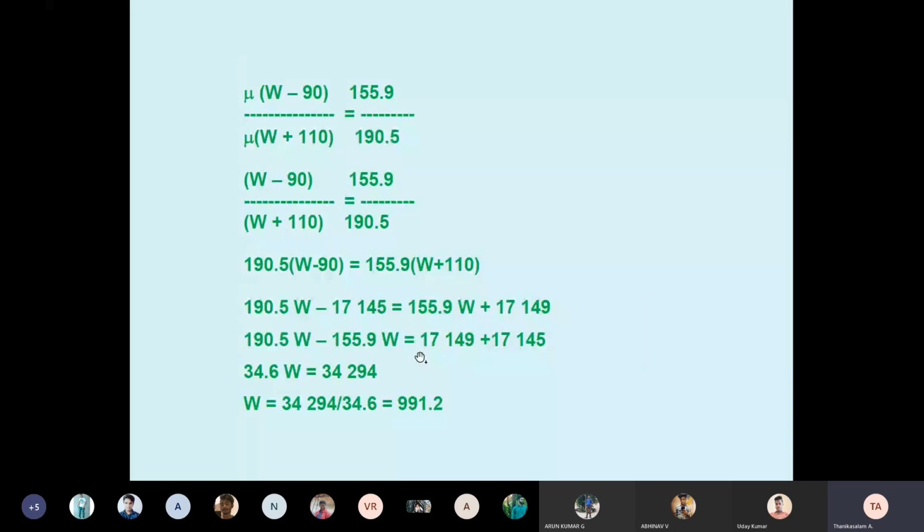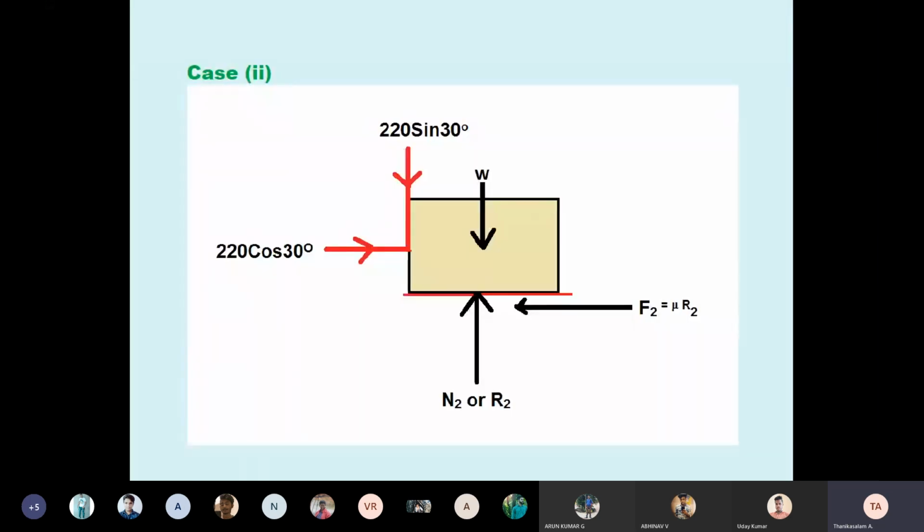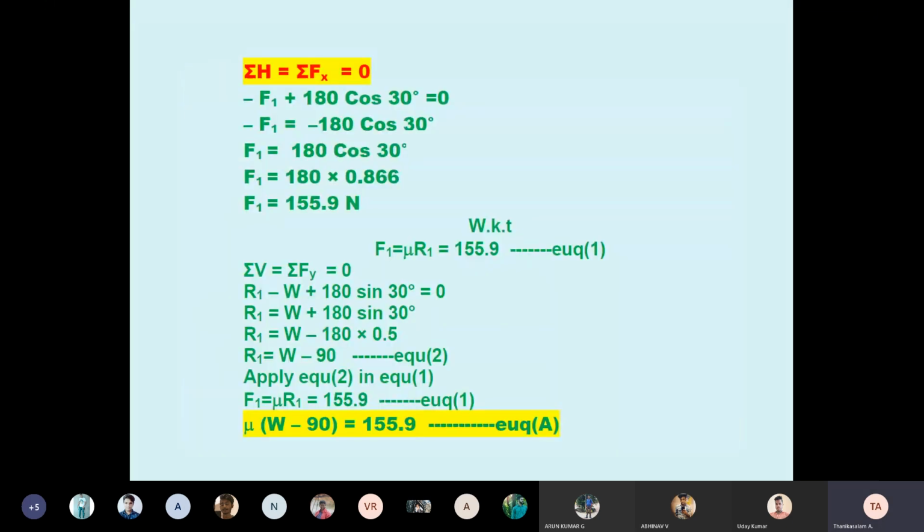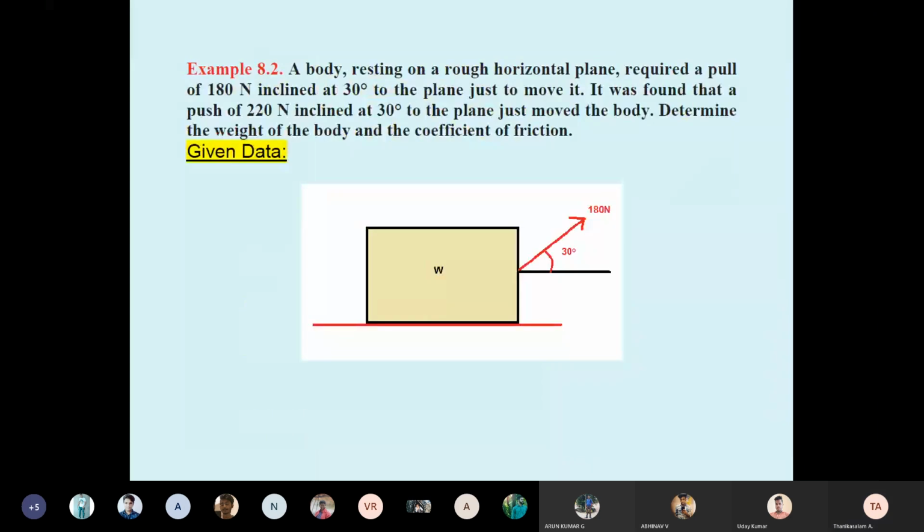See here, solving this problem is very easy, but the concept is important: the pulling, pushing, free body diagram. Here the diagram is not given, so we drew the diagram. Pulling means anything you pull in front of you. Suppose one table is there, pulling means front side only. So I applied it on the front side, that is the right side. 180, 30. Why is 30 inclined? They mention here: you pull 180 inclined 30 degree to the plane just to move it.